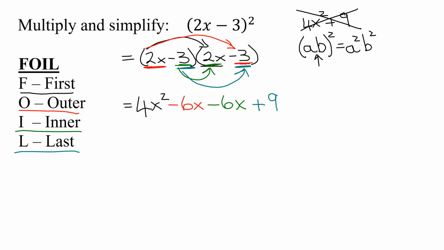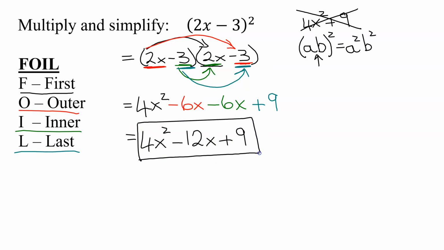So now all I have to do is see if I can clean it up at all. Do I have any like terms? Yes, the middle two terms. So my first term stays the same, 4x squared. My middle terms are negative 6x minus 6x. Well, negative 6 added to a negative 6 is negative 12x. And then just bring down the plus 9. Those are all unlike terms, so that is the answer when I square this binomial.